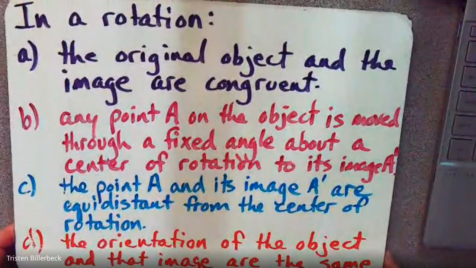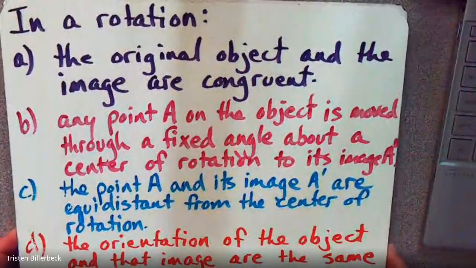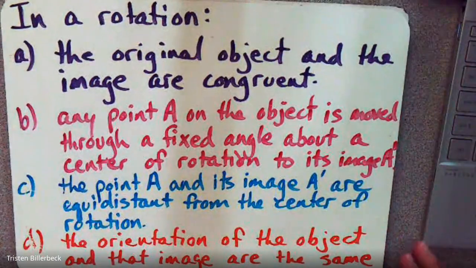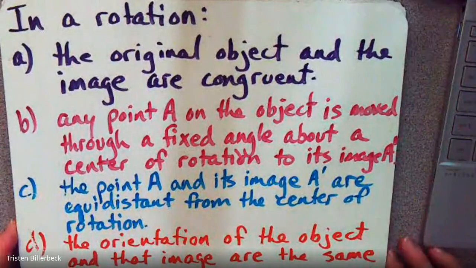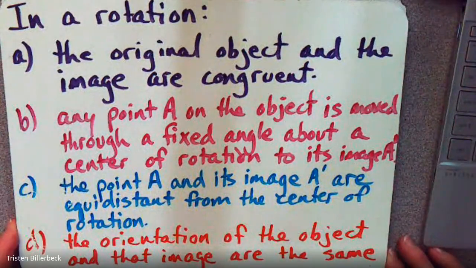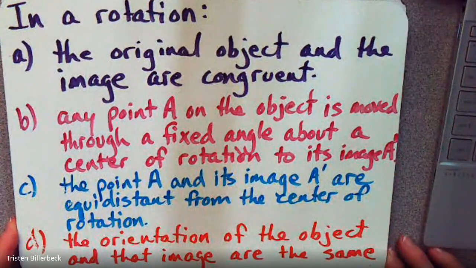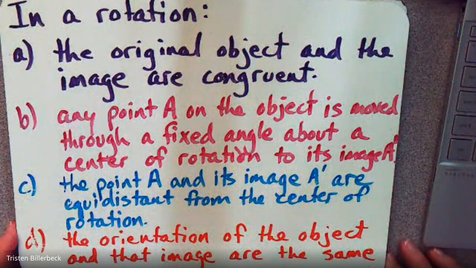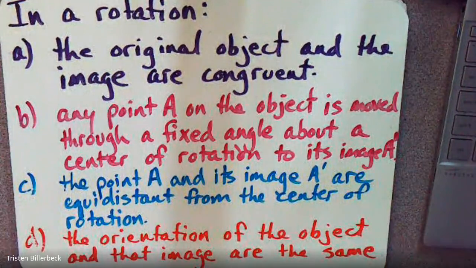So our next part is about rotations. In a rotation, the original object and the image are congruent. Any point A on the object is moved through a fixed angle about the center of rotation to its image A prime. The point A and its image A prime are equidistant from the center of rotation, and the orientation of the object and the image are the same. All right, let's take a look at what that looks like.